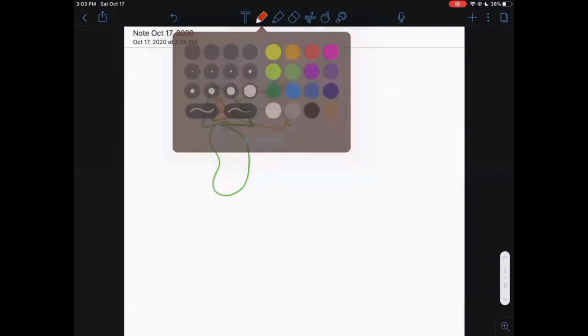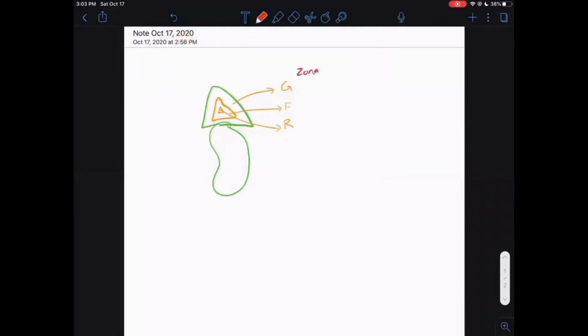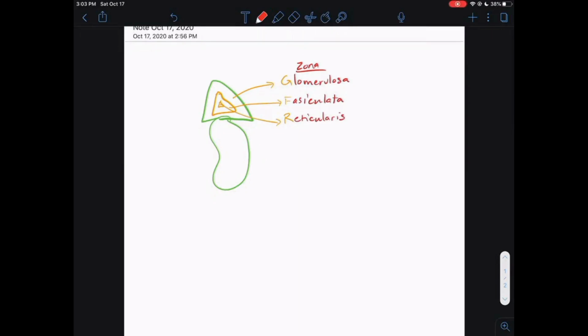So the first G stands for zona glomerulosa. The F stands for zona fasciculata. And then the R stands for zona reticularis. These 3 zones or layers of the adrenal gland are important because if you know what's released from there, then you can work with all the pathology that applies to it. So the zona glomerulosa, this is where aldosterone is produced. And so what's the role of aldosterone? Long story short, it's going to increase sodium and decrease potassium.